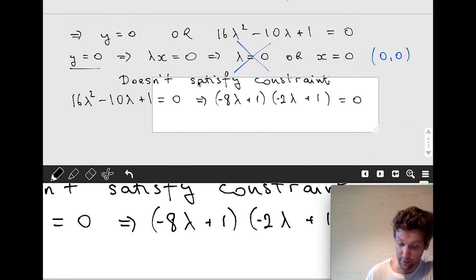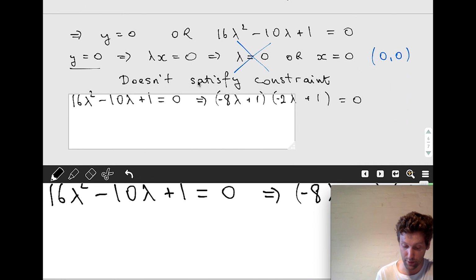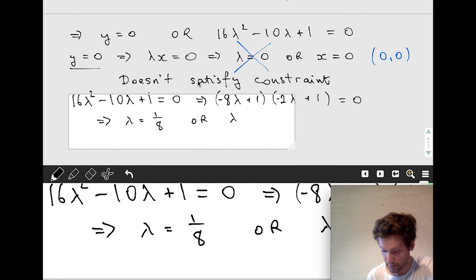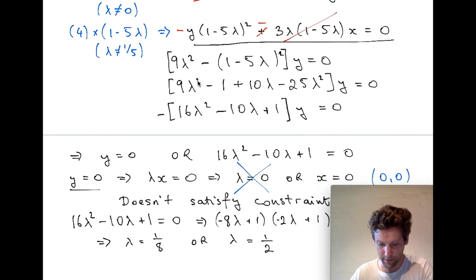So let's just check that. We see that we get minus 8 lambda times minus 2 lambda is 16 lambda squared. 1 times 1 is 1. And we have minus 8 lambda minus 2 lambda is minus 10 lambda. So we see that we have two solutions here. We've got lambda is equal to 1/8, or lambda is equal to 1/2. All right, so we've got solutions for lambda there.